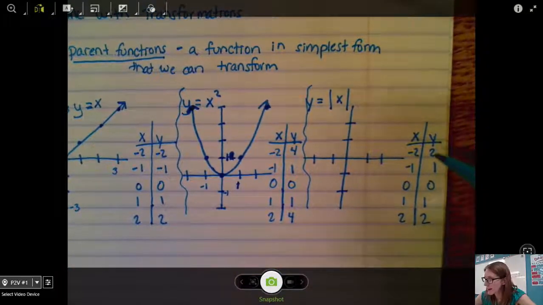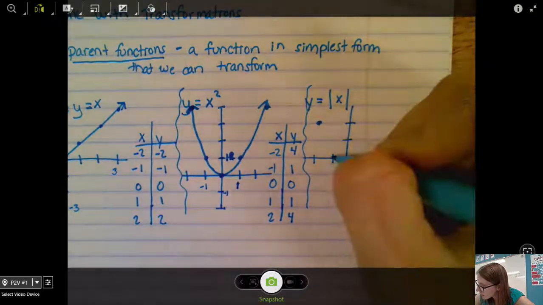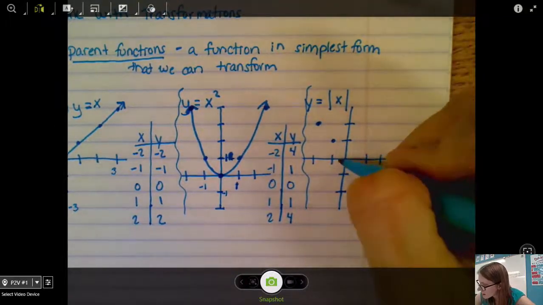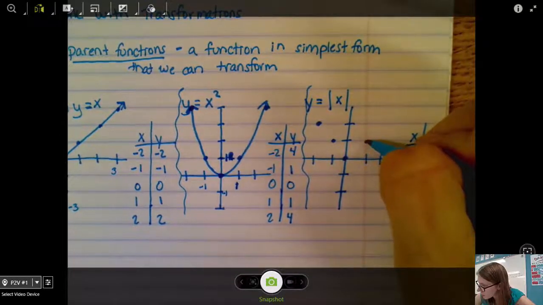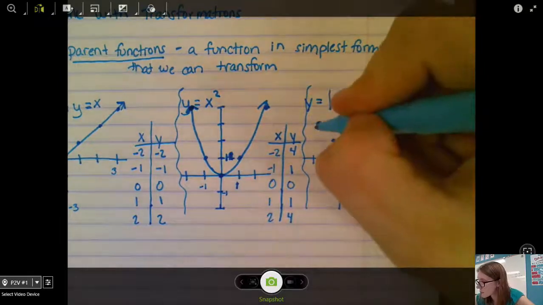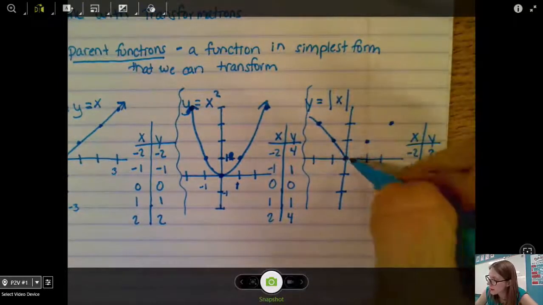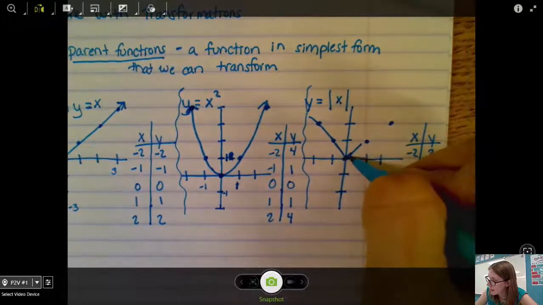So we plot these points. -2, 2, -1, 1, 0, 0, 1, 1, 2, 2. This gives me a V shape. We have a sharp turning point here with absolute value.